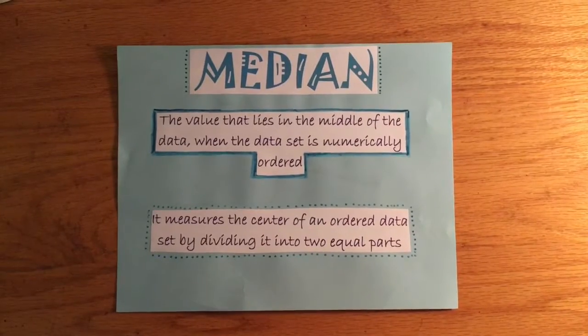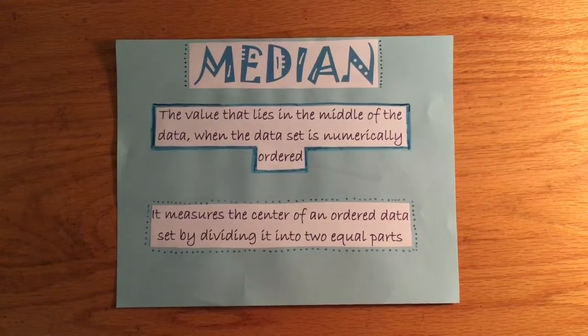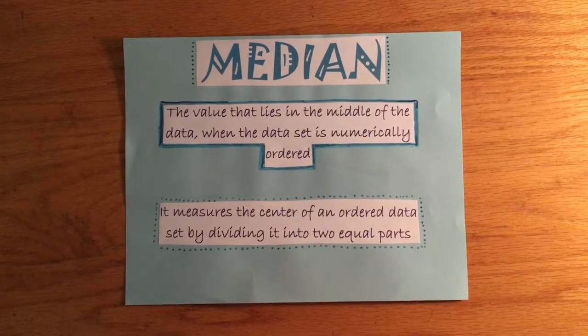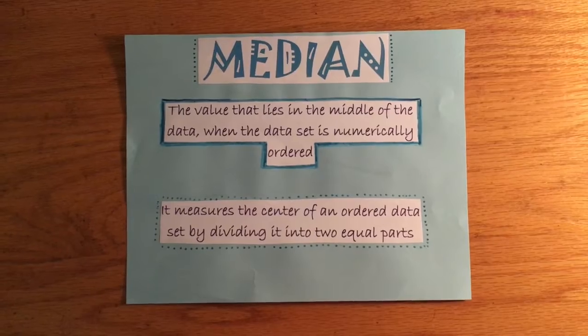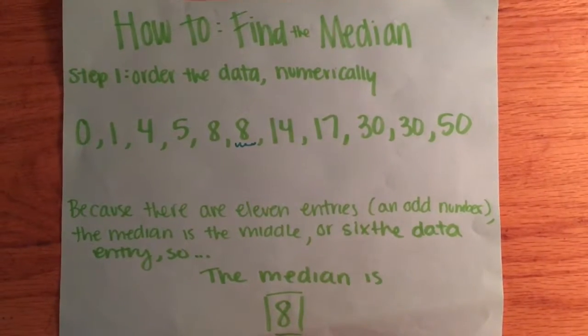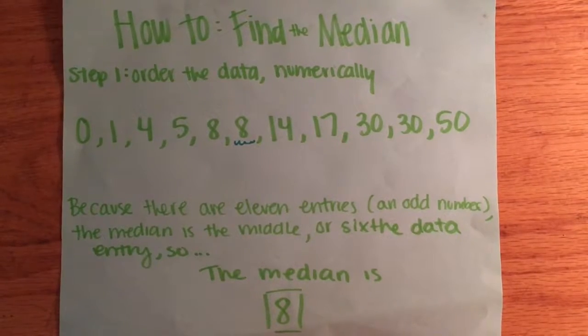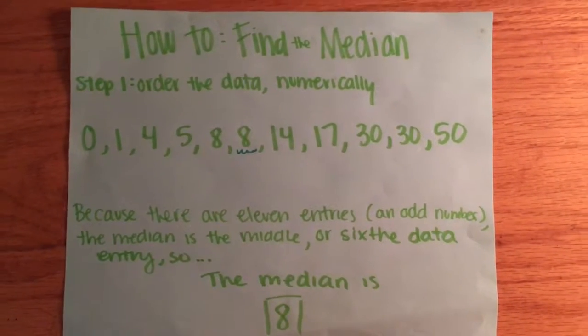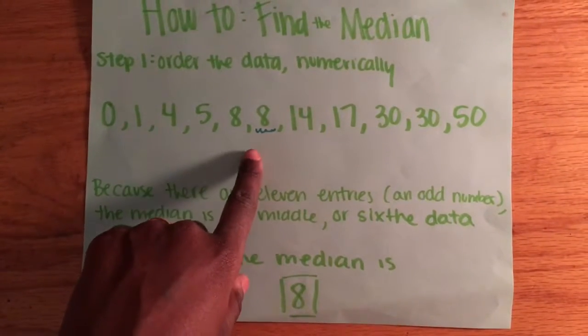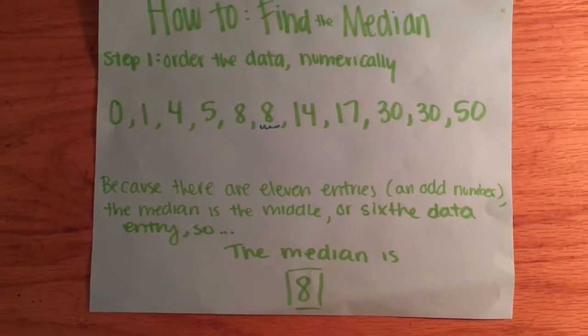Next central tendency is the median. The median is the value that lies in the middle of the data when the data is numerically ordered. It measures the center of an ordered data set by dividing it into two equal parts. To find the median, you must first order the data numerically, which we have done in the following. Because there are 11 entries, the median is the middle or the sixth data entry. So, the median is 8.